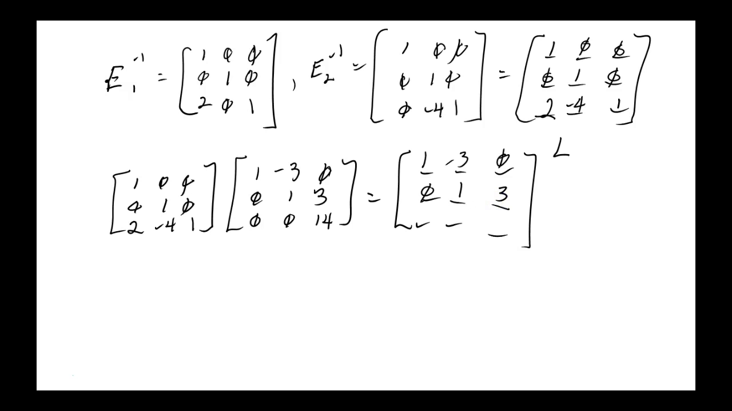Now, the 3-1 entry, third row, first column: 2, 0, 0, so 2. The 3-2 entry, third row, second column, is minus 6, minus 4, that's minus 10, 0, minus 10. And then the 3-3 entry, third row, third column: 0, minus 12, plus 14 is a 2. Let's see, is that the A we started with? The A we started with was 1, negative 3, 0, 0, 1, 3, 2, negative 10, 2. Exactly.